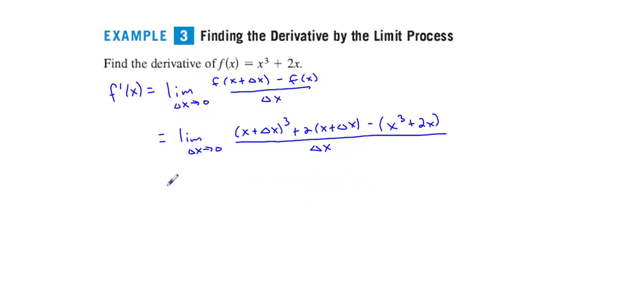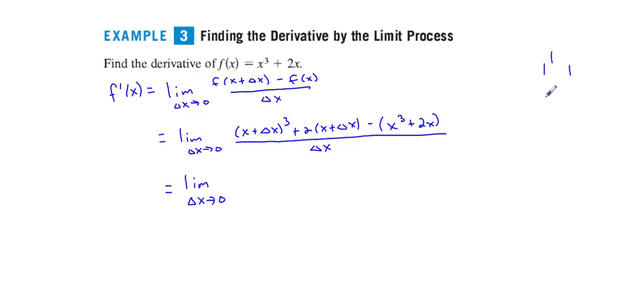Now we need to expand this problem. Expand the numerator so we can combine like terms, hopefully cancel some things, just like we've talked about yesterday. Okay, x plus delta x cubed. Well, that's just x plus delta x times x plus delta x times x plus delta x. You can muscle your way through that, or you can really think about how you guys expanded these back in Algebra 2 or Pre-Calc. For this one, I'm going to use Pascal's triangle.